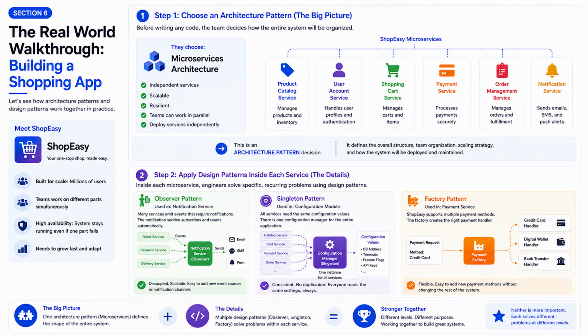Let us make this real with an online shopping app called ShopEasy. The team starts with architecture. They expect growth, multiple teams, and a lot of traffic. So before writing code, they decide to build the app with microservices. They split the product into separate services: catalog, cart, user accounts, payments, orders, and notifications.